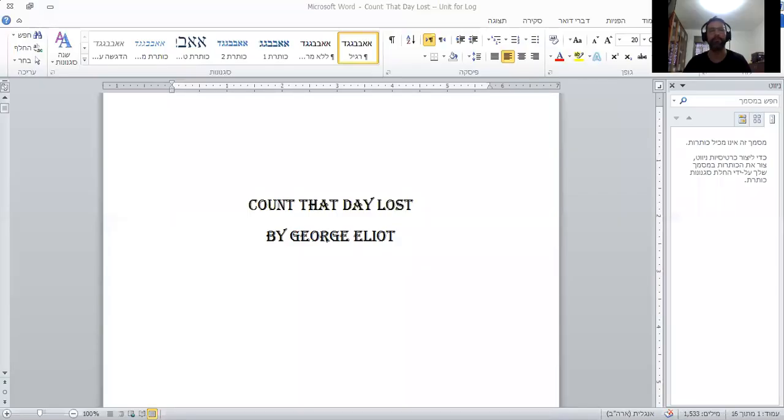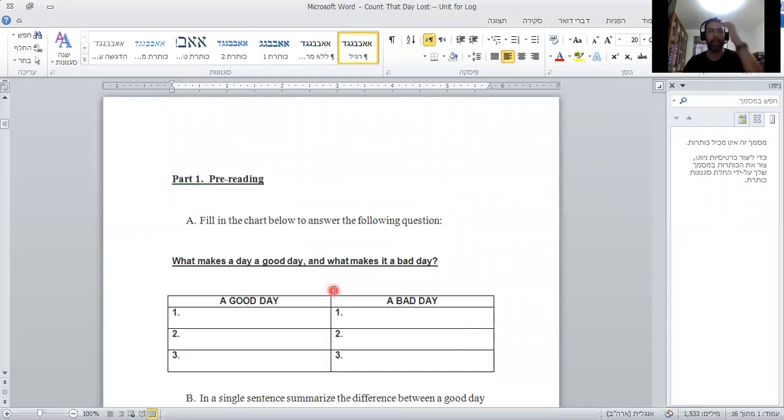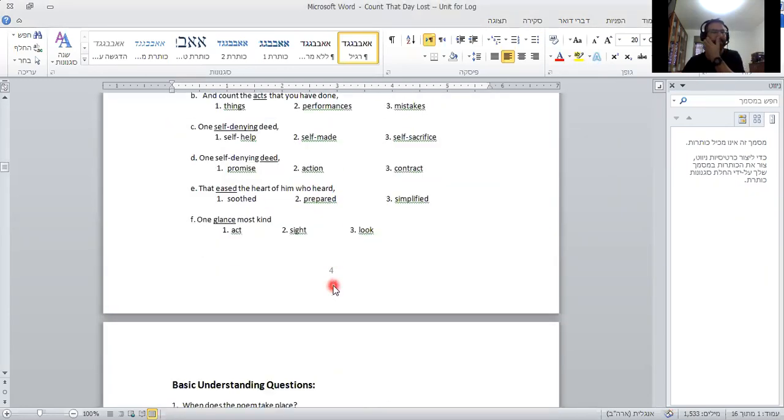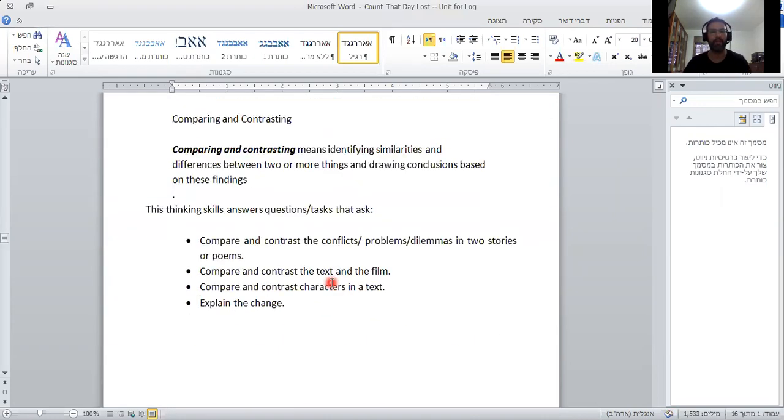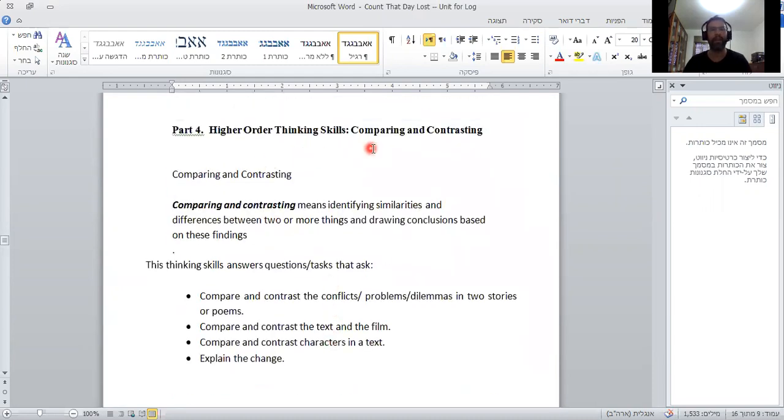So how are we going to do that when we write an answer? Let's go to share screen and I will show you how we do this. We go ahead and get my little marker here. It's in your packet. We've done all this already, Baruch Hashem. So higher order thinking skills, comparing and contrasting.